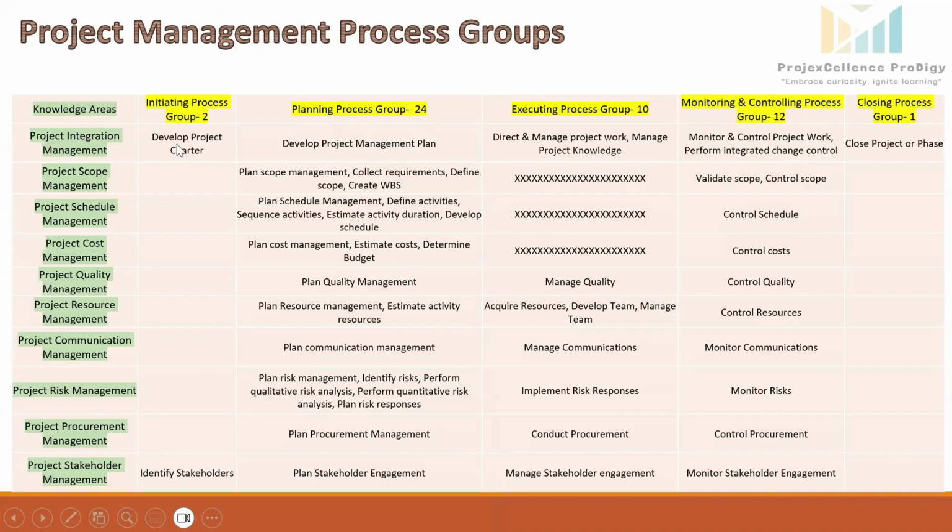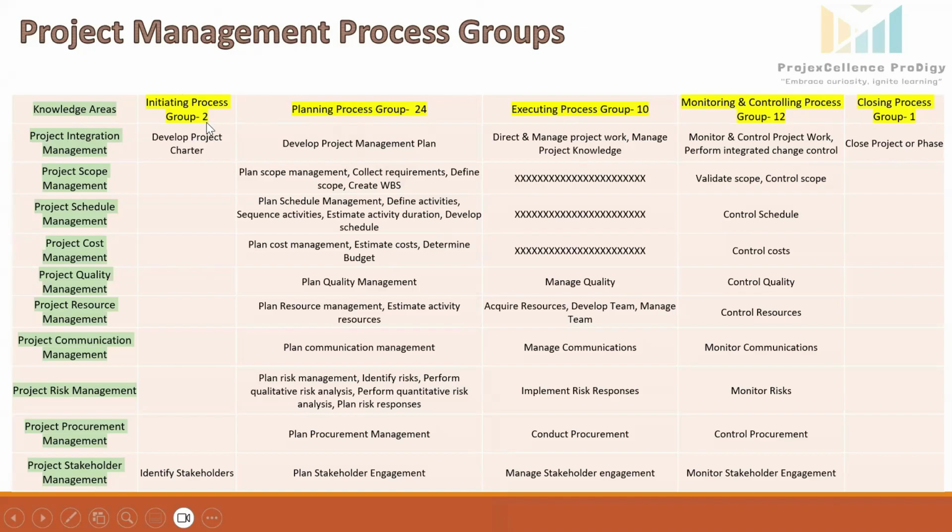In this chart, the first column contains the knowledge areas highlighted as green from top to bottom. So each row is representing a knowledge area from project integration to project stakeholder management. And if we go from left to right here, highlighted as yellow, these are the process groups: initiation, planning, execution, monitoring and controlling, and finally the closing process group.